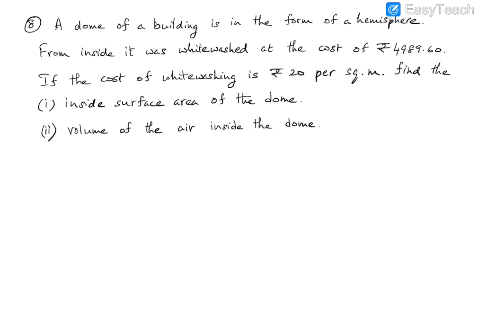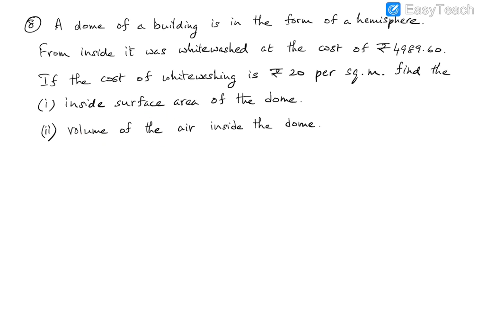Let's move on to the next question now. Question number 8 of this exercise. We are given that a dome of a building is in the form of a hemisphere. From inside it was whitewashed, meaning it was painted, at the cost of rupees 4,989.60. If the cost of whitewashing per square meter is rupees 20, we have to find the inside surface area of the dome, and then find the volume of the air inside the dome. That is basically the volume of the hemispherical dome.